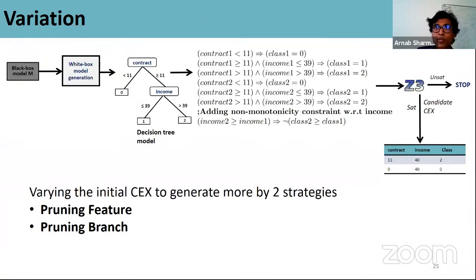So what we'd like to do is generate more counterexamples from a single counterexample, and that's why we need the third step. So in the third step, what we do is we use two strategies, pruning of feature and pruning of branch, to generate multiple counterexamples from a single counterexample. So let us understand this with the help of this same example.